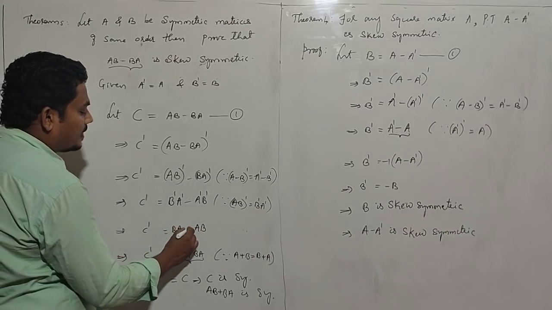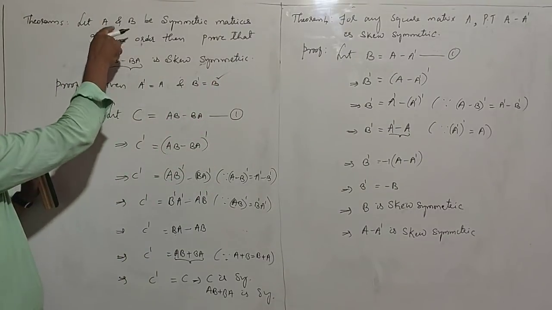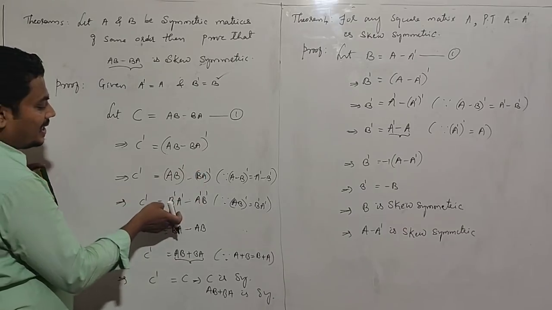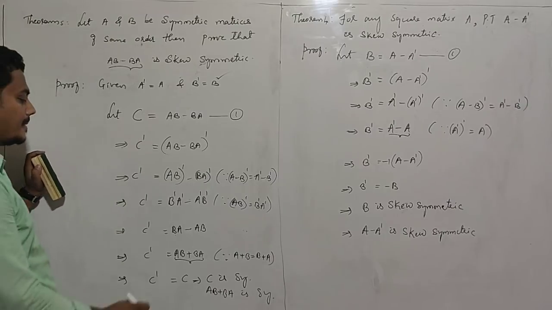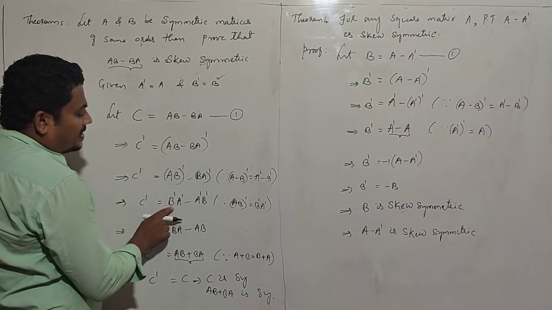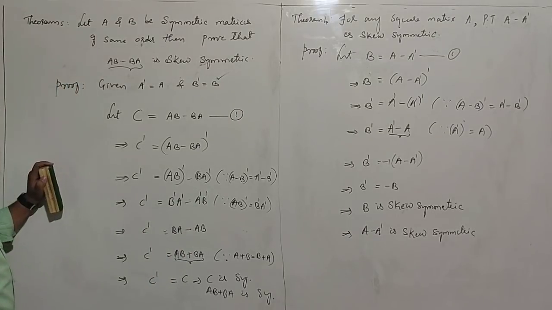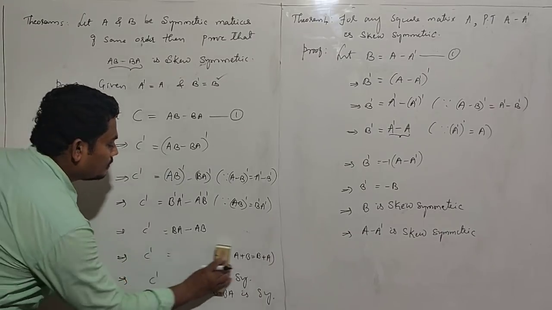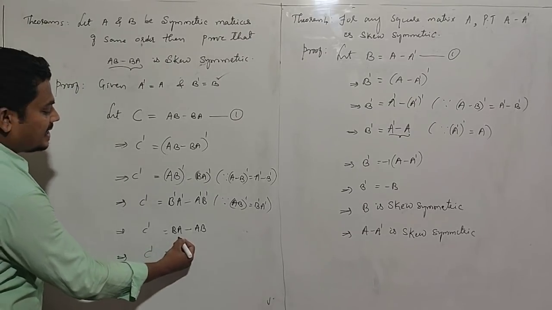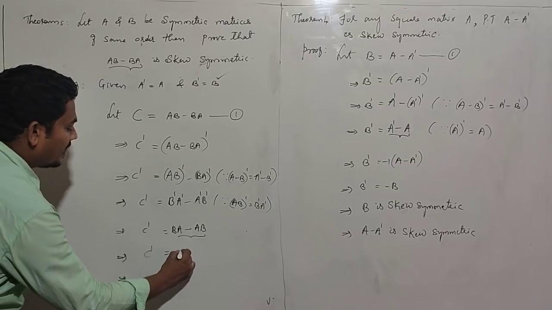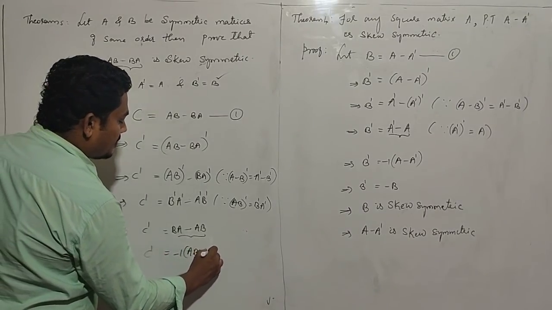After this, what is B transpose? Clearly B transpose is B only. Why? Because both A and B are symmetric matrices. So write B transpose as B and A transpose as A. Then we get BA minus AB. After this, C transpose equal to, just take negative sign, taking minus 1 common. On taking minus 1 common, we get AB minus BA.